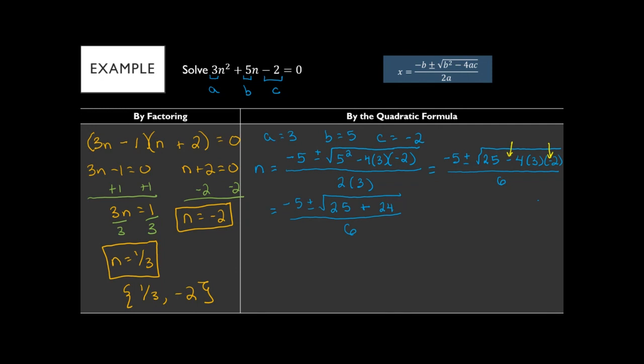So next, we're still simplifying under the square root. Now we need to do the addition. So I'm going to move to the right again. Negative 5 plus or minus square root. And then 25 plus 24 is 49. And then we have over 6.